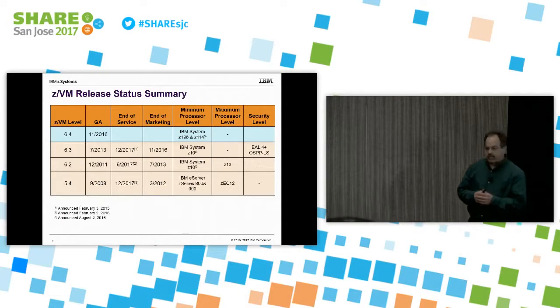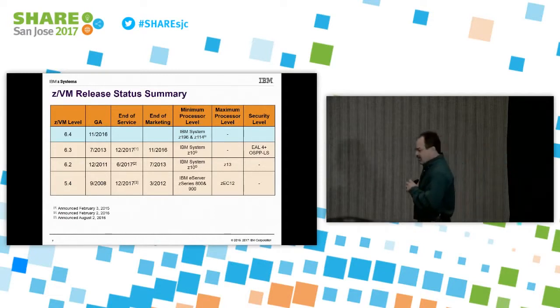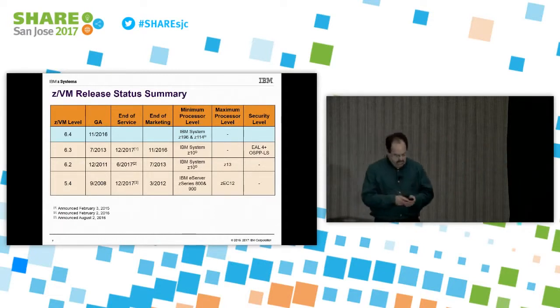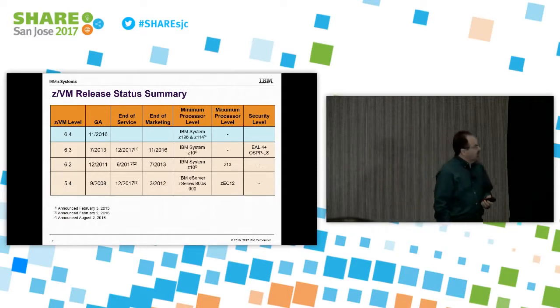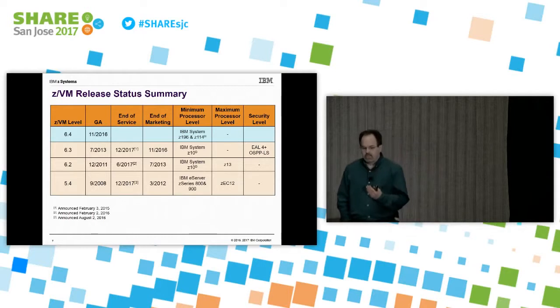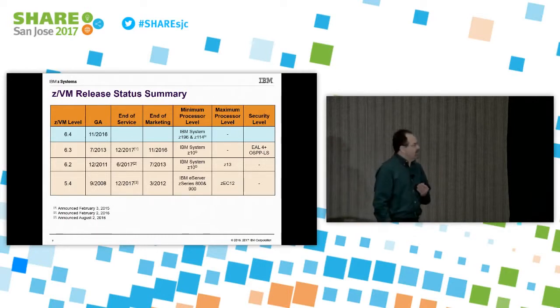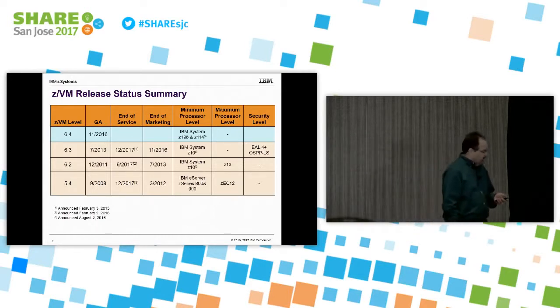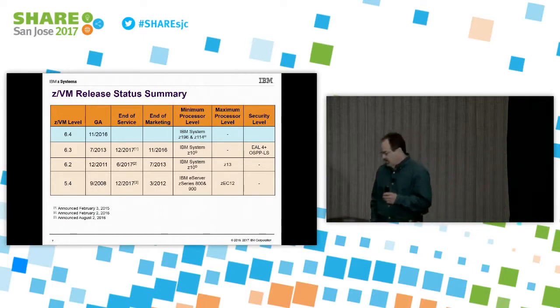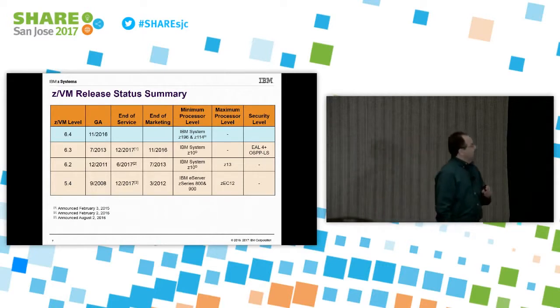So release status, so like I said, some of the same charts. So 6.4 became available in November of this year. We did an architecture level set, requires at least a z196 or z114. We did not announce the end of service date as we have been doing typically in past releases, because we don't really know when that's going to be right now.